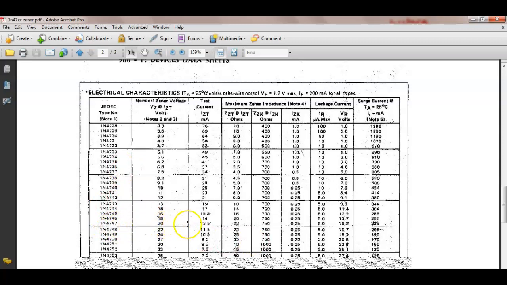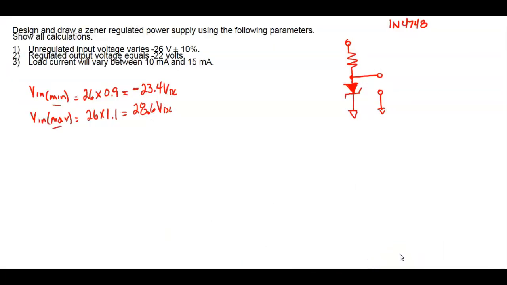And what else do I need to pick out of this? I need to go over here and look at IZK. What's IZK? The actual one for the Zener is 250 microamps. You'll see that? IZK is 0.25 milliamps, which is 250 microamps. Y'all understand? Yes? So we'll need to pick that up later on in our calculations.